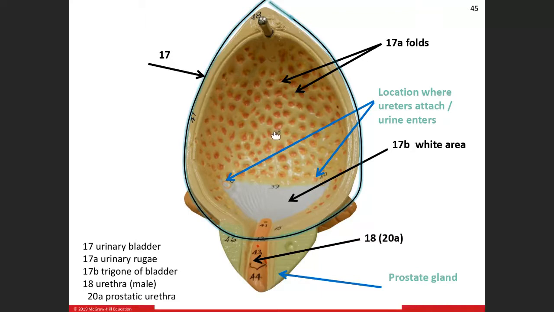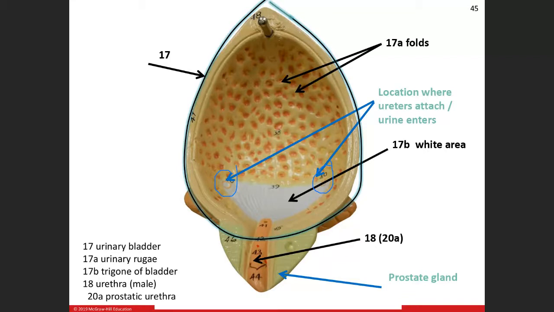those folds will flatten out. If you notice at the base of the bladder, you have this triangular structure, and that's called the trigone of the bladder. It's this smoothed area, and it's demarcated by the top corners here, and here. This is where your ureters will enter into the bladder and empty urine into the bladder.